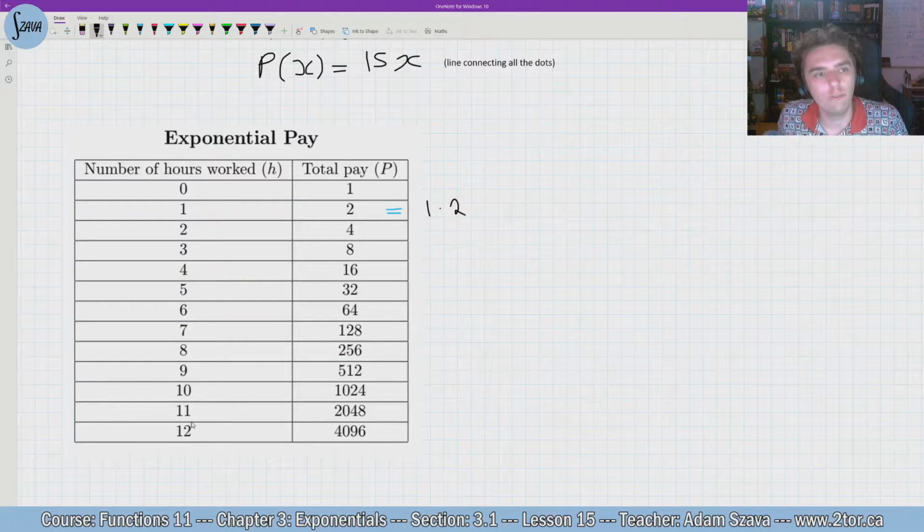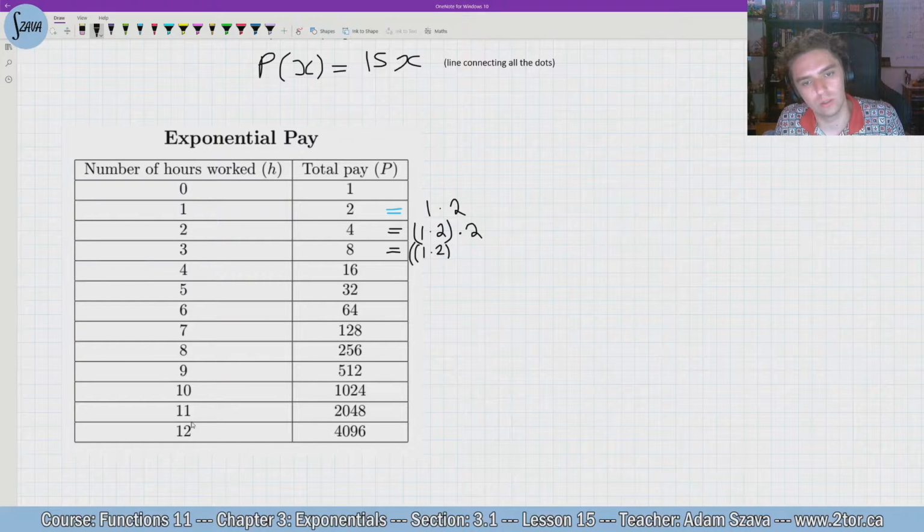4 comes from the fact that we take 2, our previous pay, and multiply that by 2. Well, what was our previous pay? Our previous pay was 1 times 2, and I'm going to multiply that by 2. Next, 8 comes from the fact that our previous pay was 1 times 2 times 2, and we're going to multiply that, the previous pay, by 2. Notice, every time I'm just tacking on another times 2 here.